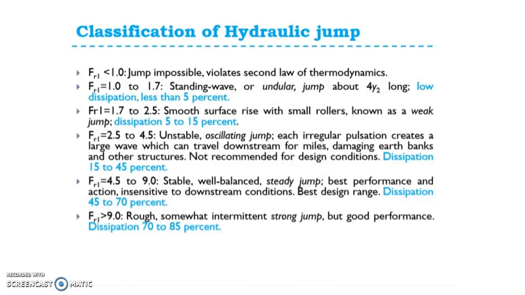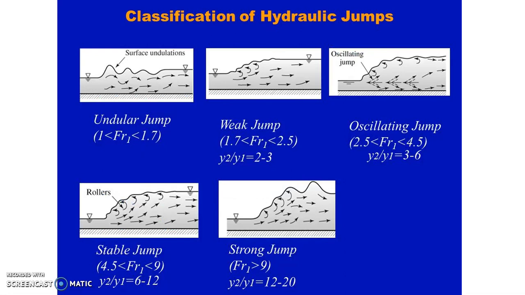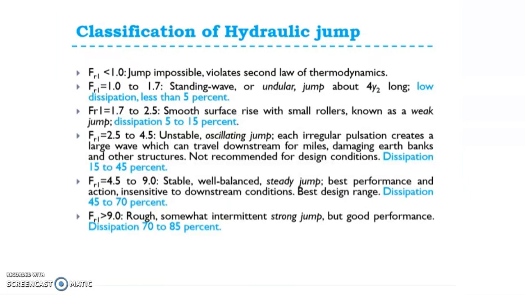We call it an unstable jump, and it is also known as oscillating jump. And you have an irregular pulsation, which creates large waves. And this will travel to the downstream side for more than 1 mile length, and dissipation of energy is around 45 percentage. We're talking about the unstable or oscillating jump. You'll have huge oscillations.